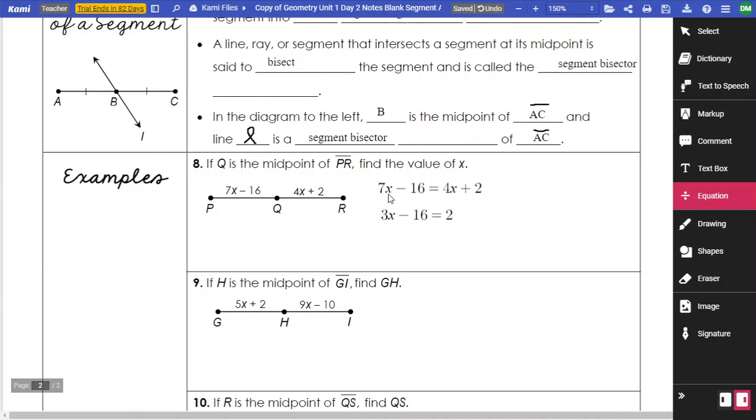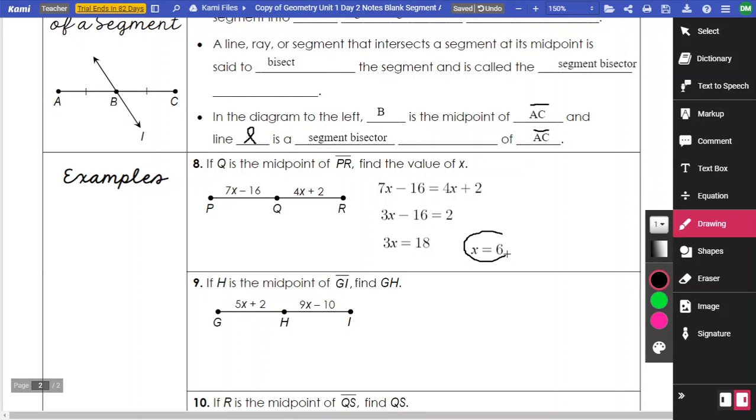And now that I've got all my x's on one side, I want to get all my constants, all my numbers, over on the other side, which means it looks like we're going to need to add 16 to both sides. So 3x minus 16 plus 16 is just 3x. And then over here on the right side, we've got 2 plus 16, which is 18. Then one last step. We've got 3x equals 18, which means that we want to divide both sides by 3. And we get an x that is equal to 6. And that is our answer.